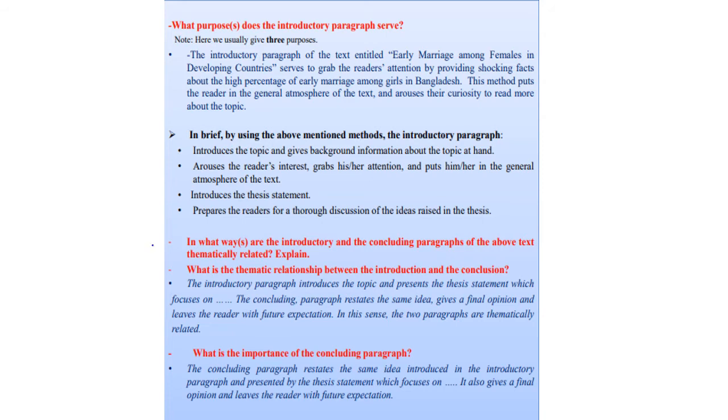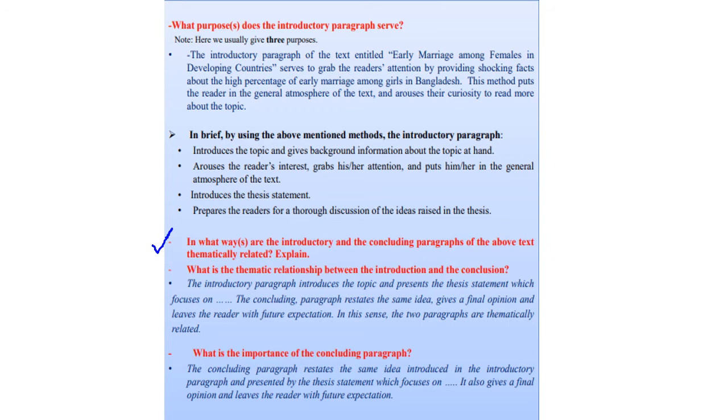Now, this is a very interesting question here concerning introduction and conclusion. In what way or ways are the introductory and the concluding paragraphs of the above text thematically related? Explain. The introductory paragraph, as I said before, introduces the topic and presents the thesis statement, which focuses on, let's say, early marriage among girls in developing countries. The concluding paragraph restates the same idea, gives a final opinion, and leaves the reader with future expectations. In this sense, the 2 paragraphs are thematically related.